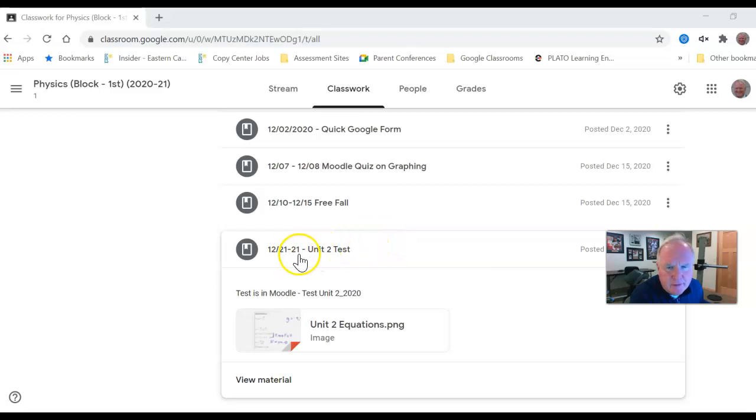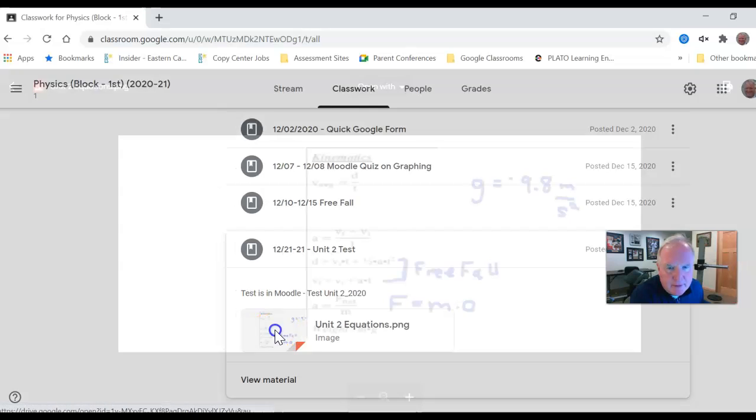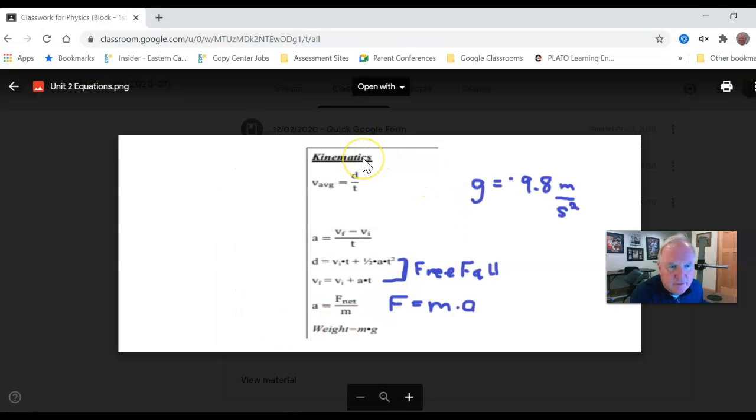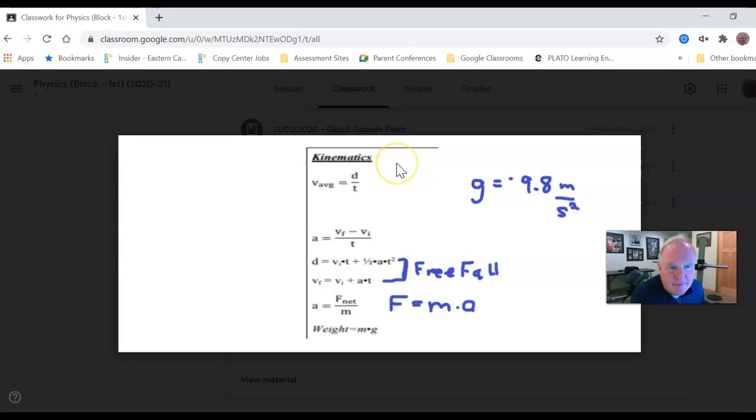You want to find the listing for Unit 2 test. All right, tap on the document. This is going to be your equation sheet for this test. And so what I've just done is just clipped the left part of the equation sheet. And then I wrote some things on here that are already on the equation sheet, but just in a different spot. So let's go over these equations.